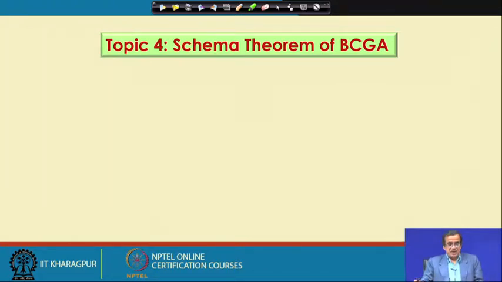Now, the next topic is the schema theorem of the binary coded GA. The purpose of the schema theorem was to indirectly prove the convergence of the binary coded GA. As there is no direct mathematical proof till today for the GA, we took the help of the schema theorem just to indirectly prove that yes, GA can maximize or minimize, GA can optimize that particular objective function.